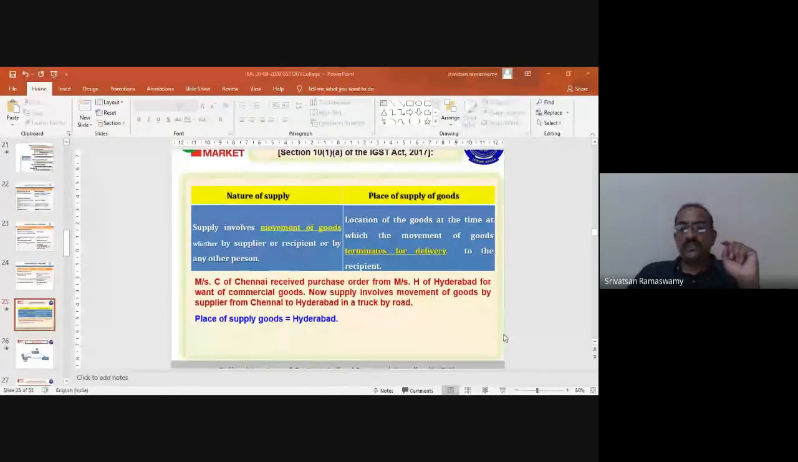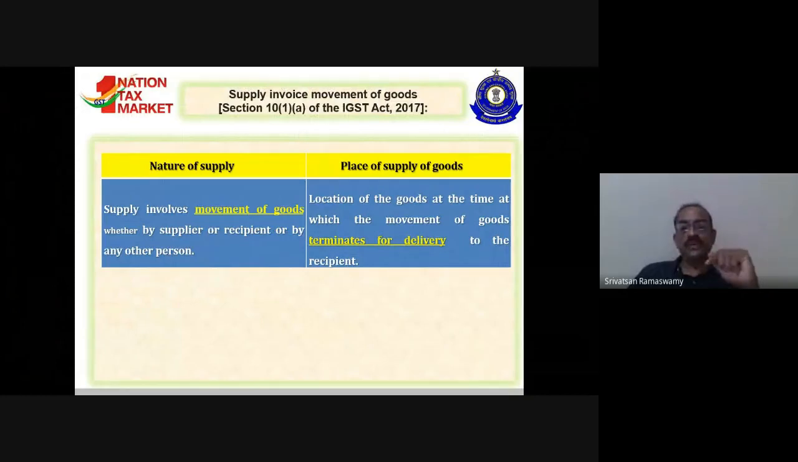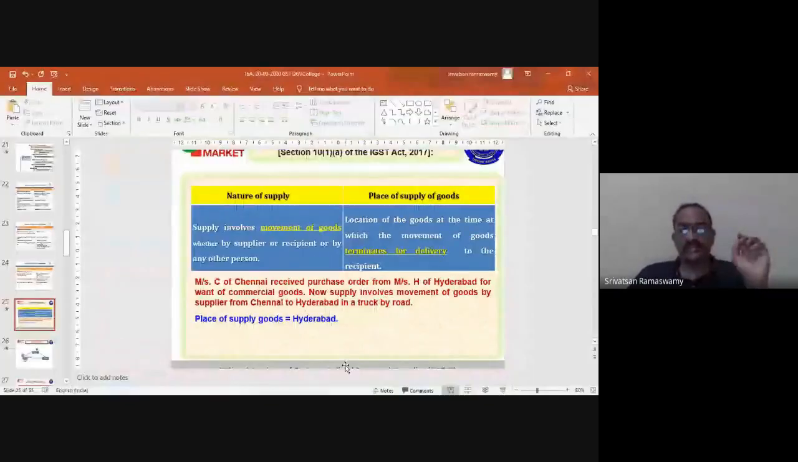Right. So in situations where the supply involves movement of goods, it is the place where the goods terminate for delivery. The example which I am going to give is from Chennai. A person in Chennai received a purchase order from a person in Hyderabad. Now the person in Chennai wants to supply the goods to the person in Hyderabad. The supply involves movement of goods from Chennai to Hyderabad. So the goods terminate for delivery at Hyderabad. Therefore, the place of supply here is Hyderabad, and it becomes an interstate transaction.